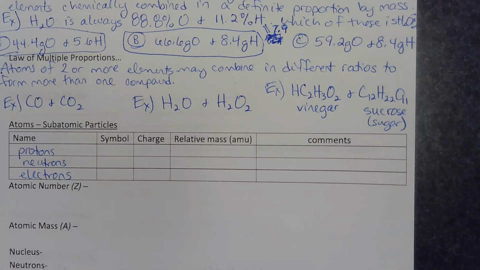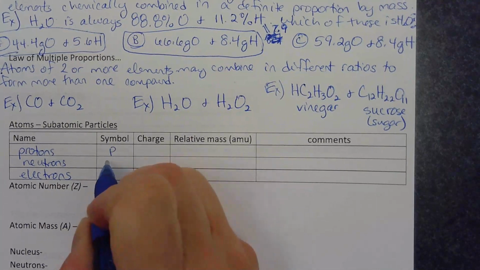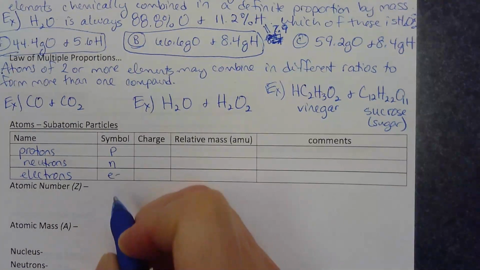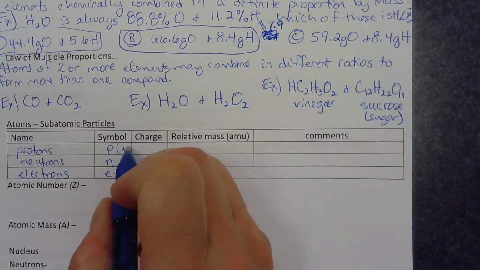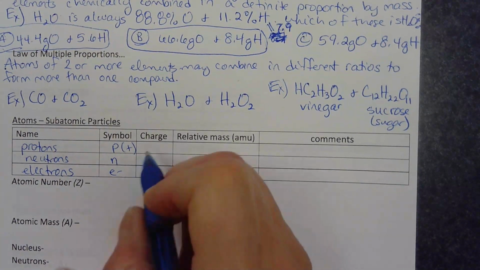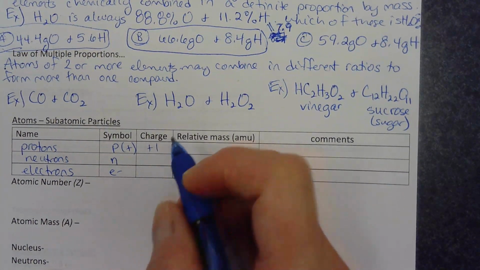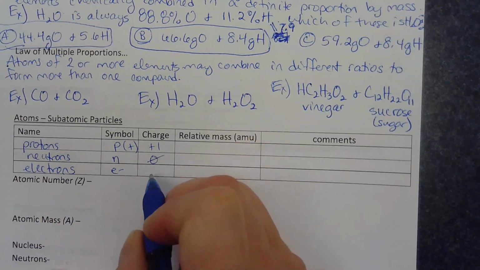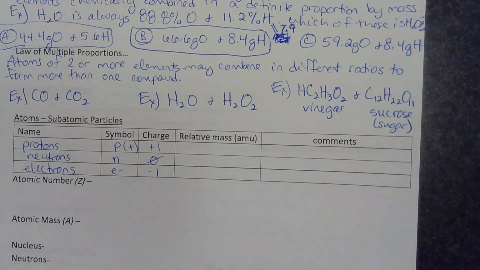All right, symbol for protons is P. Neutrons is N, electrons is e negative. Sometimes we'll use a positive for protons as well, which indicates the charge. The charge is +1 for protons. Neutrons are neutral, and electrons are -1.